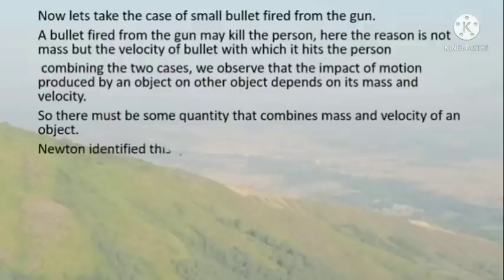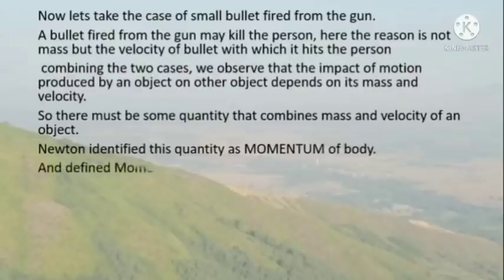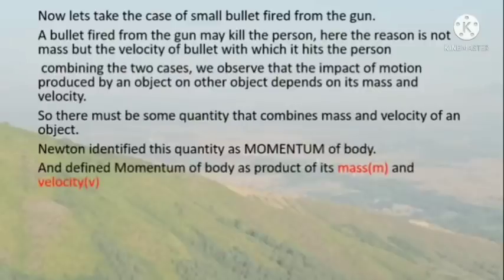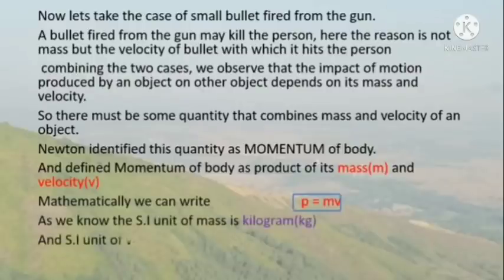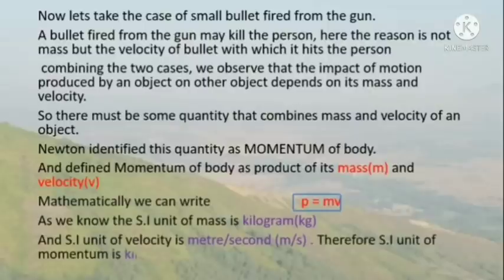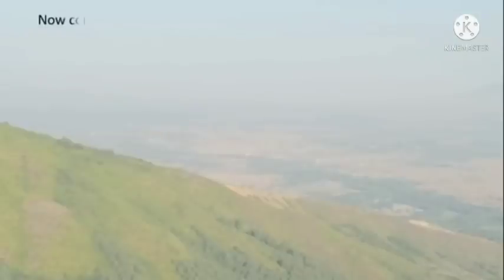Newton identified this quantity as momentum and defined the momentum of a body as the product of mass and velocity. Mathematically, we can write this. As we know, the SI unit of mass is kilogram and the SI unit of velocity is meter per second. Therefore, the SI unit of momentum is kilogram times meter per second. So, momentum is the product of mass and velocity.